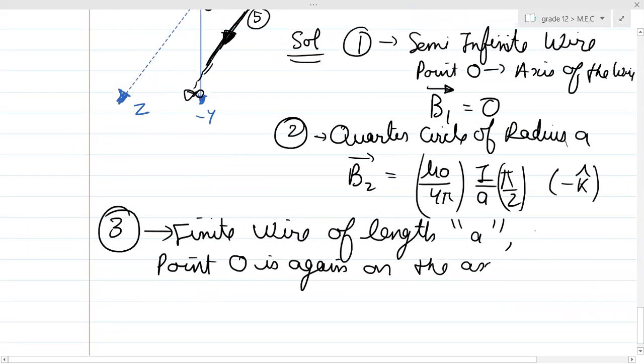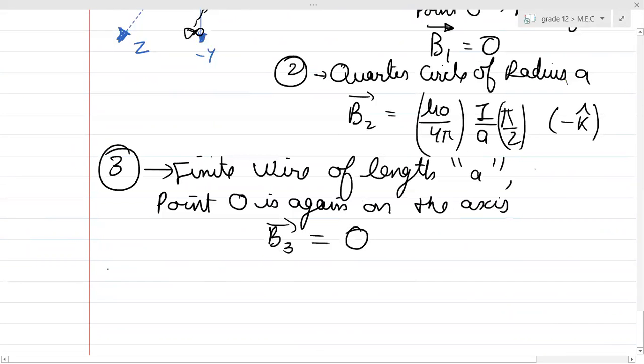So this is what you need to identify in every case, guys. I'll give you one more question like this. So again, point O is on the axis. Is it clear?